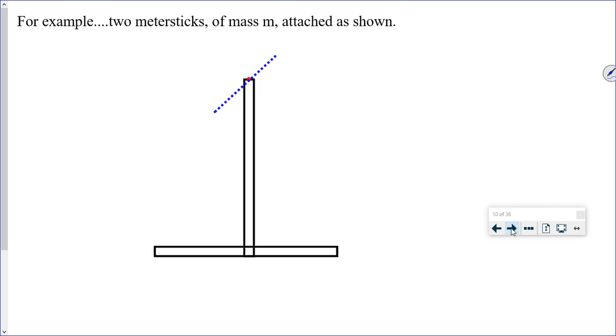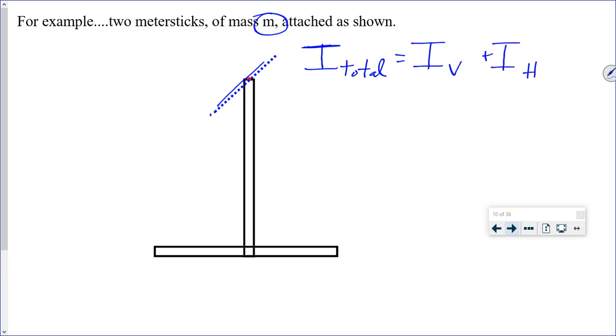Now we've got 2 meter sticks. This time we're just going to use the generic term m for mass. They're attached as shown, and they are going to be pivoting about this axis here. So the first thing I'm going to do is, the total rotational inertia is equal to the rotational inertia of the vertical stick plus the rotational inertia of the horizontal stick. The rotational inertia of the vertical stick is just the rotational inertia of a meter stick about one end.